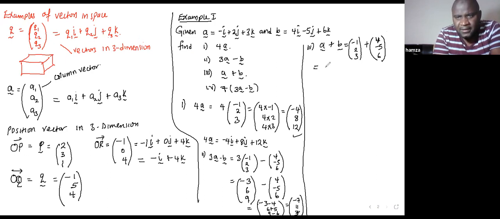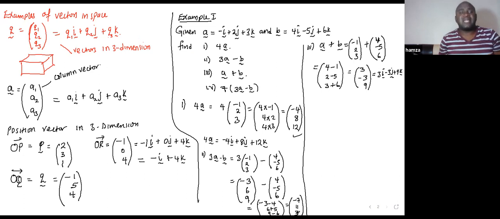Then this will realize 4 minus 1, then 2 minus 5, then 3 plus what? 6. With this algebra, we shall realize 3, negative 3, and 9. So from these definitions, you realize that what is happening is we are adding the i's together, and we are adding the j's together. We are also adding the k's together.